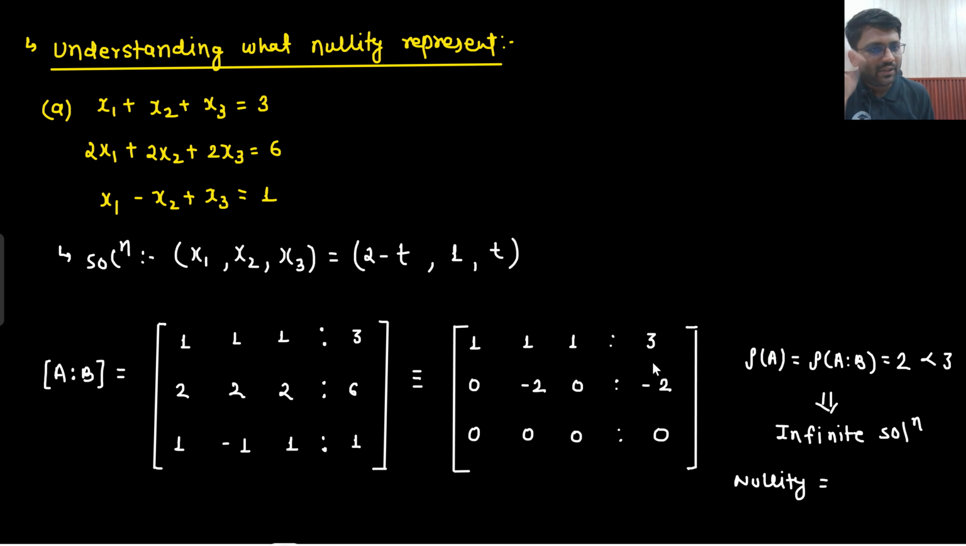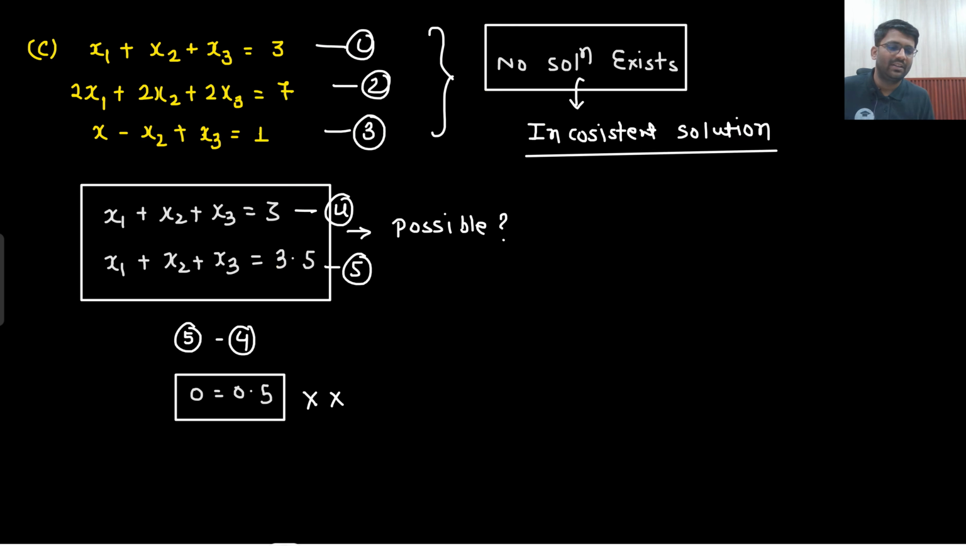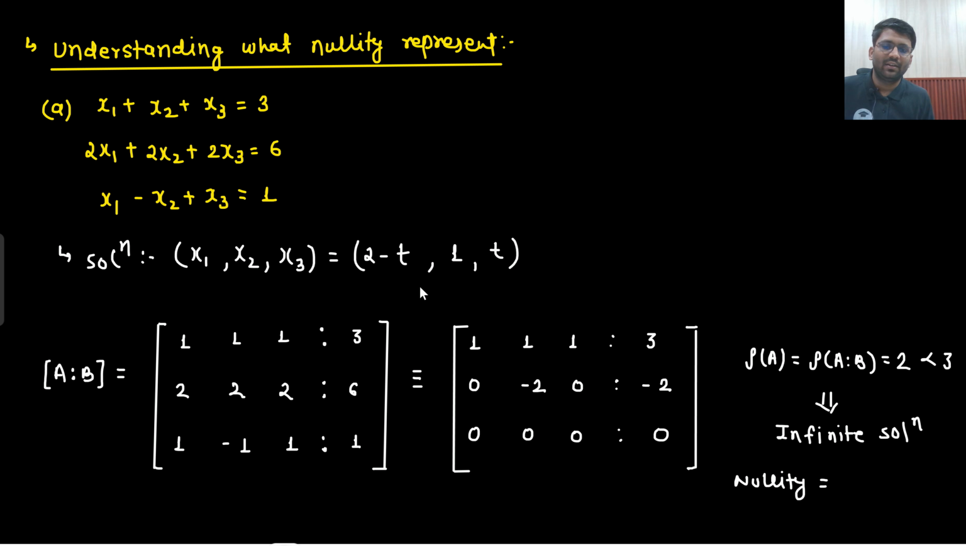Understanding what nullity represents, we have already understood. We are just going to write down the same thing again and again. Have we seen this example? x1 plus x2 plus x3 equals 3, 2x1 plus 2x2. This example we have seen. Here we have seen the same example. What was the solution we were getting? 2 minus t, 1, t. This is the solution we were getting for x1, x2, x3. And this was the matrix we were getting.